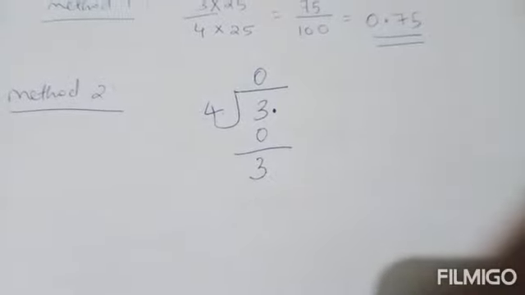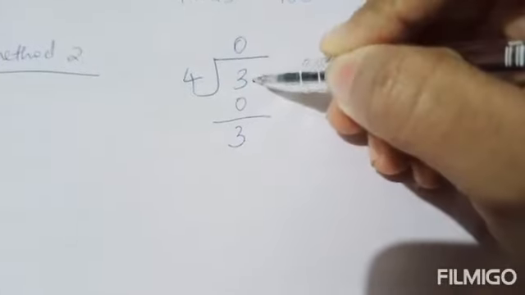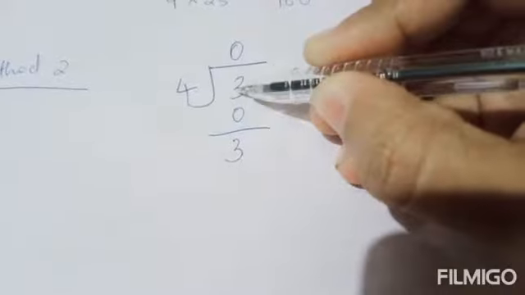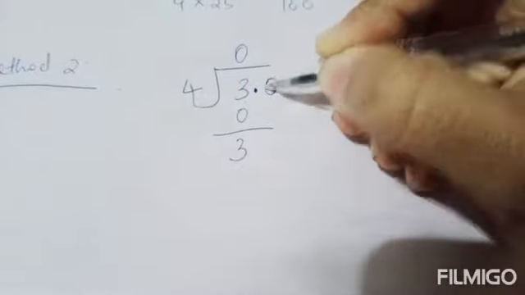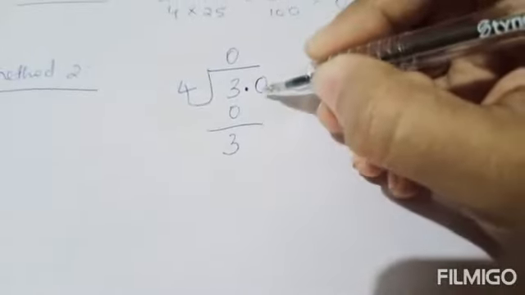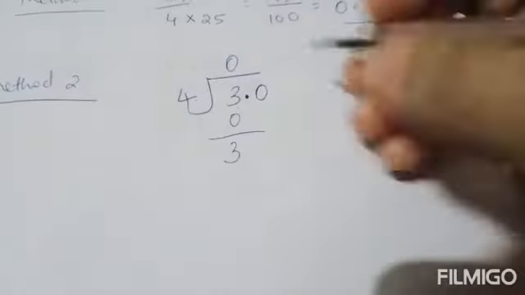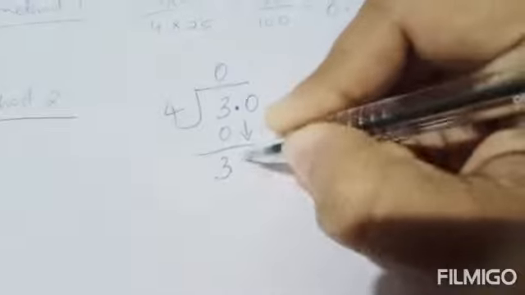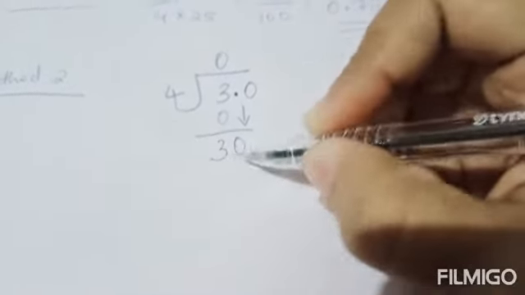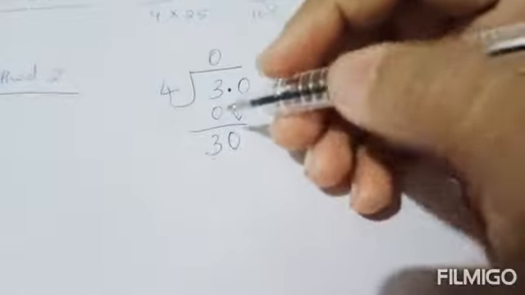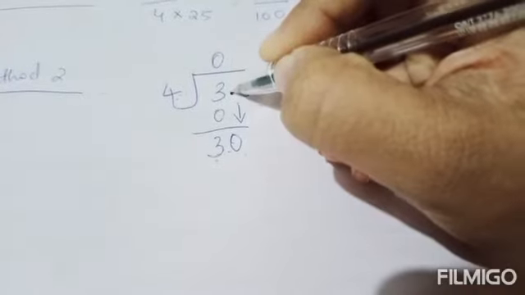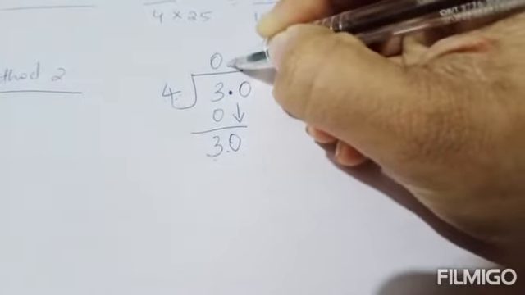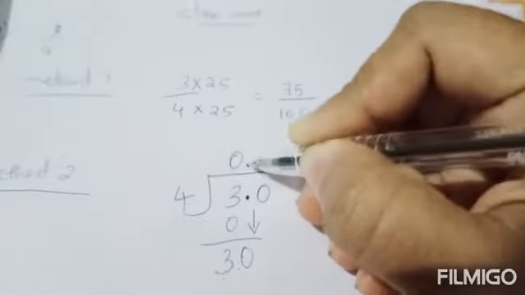So continue the division process by putting a point after the dividend. After the dividend you can put one point, and after that you can put a 0. Now continue the division by writing down this 0. So you got a 30. Now 30 divided by 4 you can do, and if you are putting a decimal point here, in the same place put a decimal point in the quotient also.